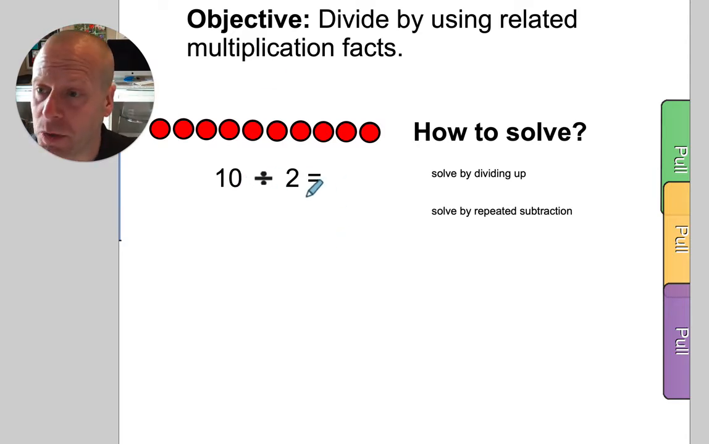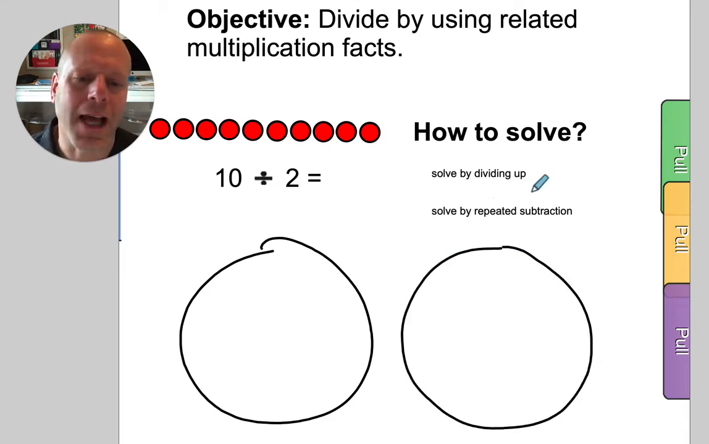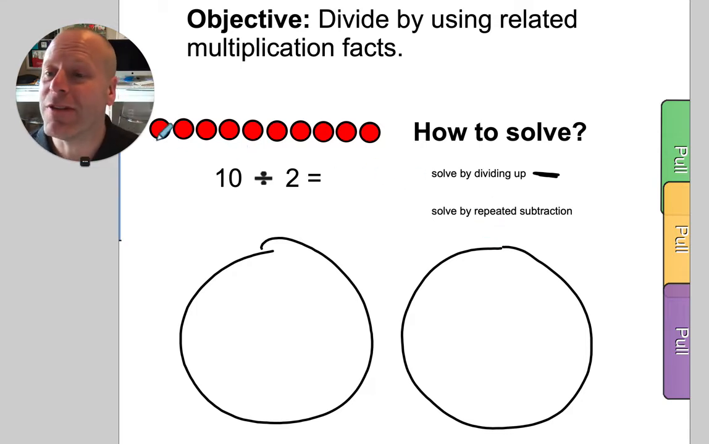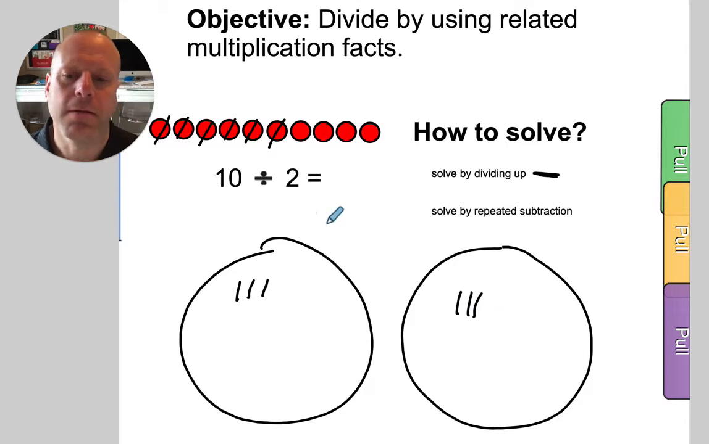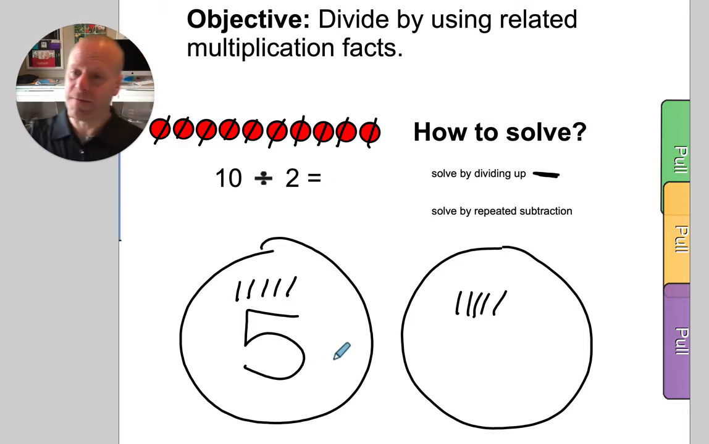10 divided by 2. If someone tells me to take 10 and divide it into 2 groups, to be honest, one of the first things I do is I divide them up, right? This is something you've been doing for years. 1 for you, 1 for me. 1 for you, 1 for me. 1 for you, 1 for me. 10 divided by 2 is 5.